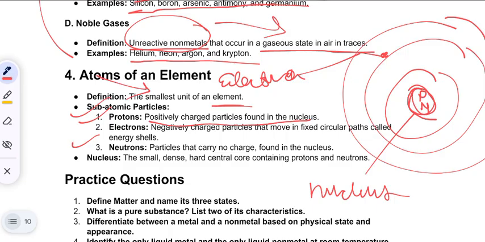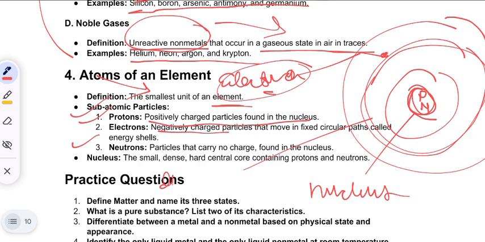Then electrons, the negatively charged particles. Here you can see electrons, the negatively charged particles, which move in a fixed circular path called energy shells. Electrons move in a fixed circular path around the nucleus, which is called energy shells.